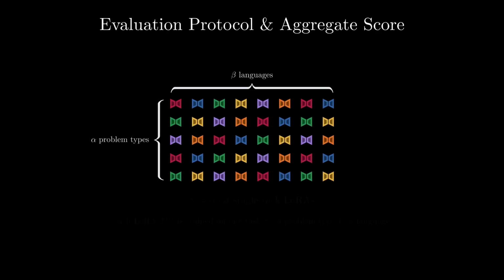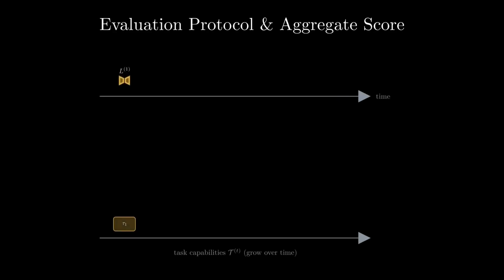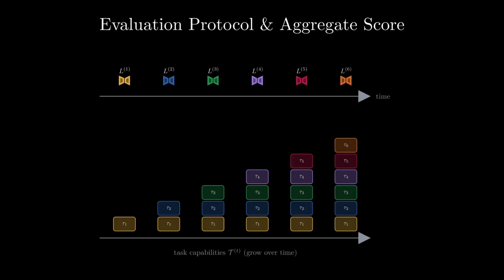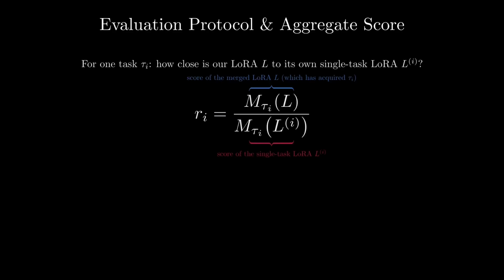To evaluate our approach, we consider a set of 40 LoRAs, 5 problem types, and 8 languages. Each LoRA is trained on one task, a problem type alpha in a specific language beta. As time passes, we download and merge each incoming LoRA, and the model grows in capability. Evaluation isn't trivial. At each step, we test on all tasks seen so far. So we ask a simple question. For a task tau i, how close is the performance of the merged LoRA L to the single task LoRA built just for that task?